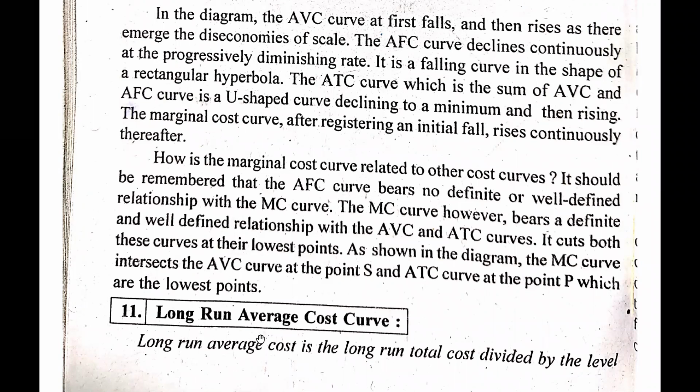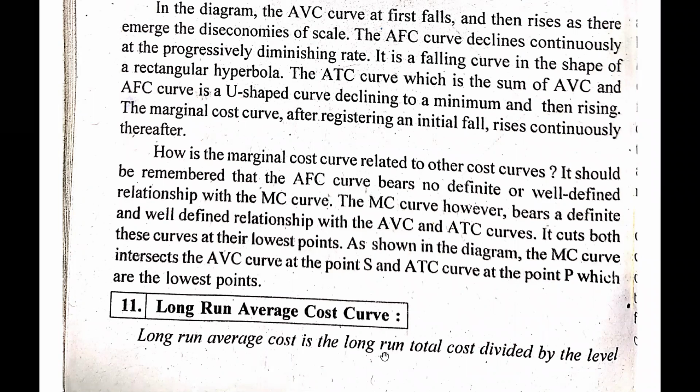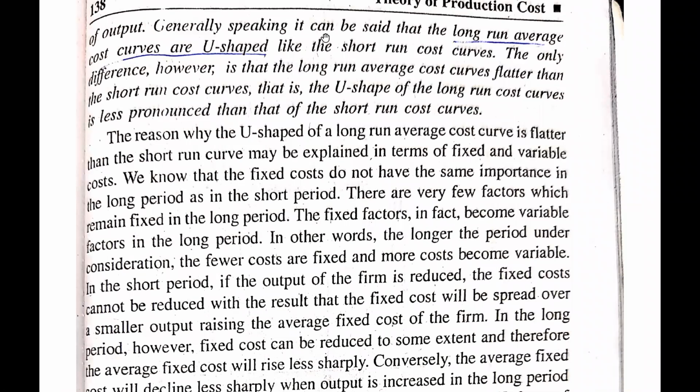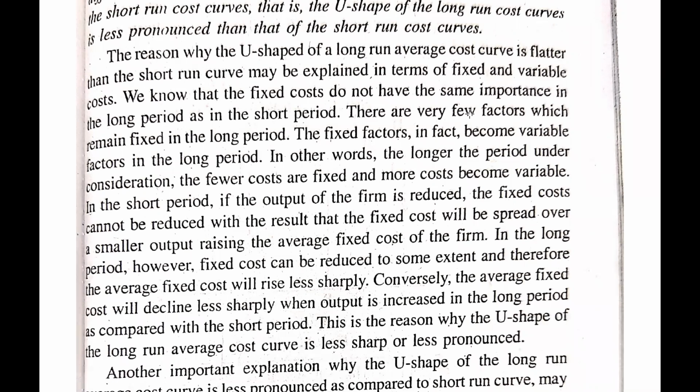What is the long run average cost curve? So guys, let's see. Long run average cost is the long run total cost divided by the level of output. Generally speaking, it can be said that long run average cost curves are U-shaped like the short run cost curve. The only difference, however, is that the long run average cost curve is flatter than the short run cost curve. That is, the U shape of the long run cost curve is less pronounced than that of the short run cost curve. Let's see and read further.